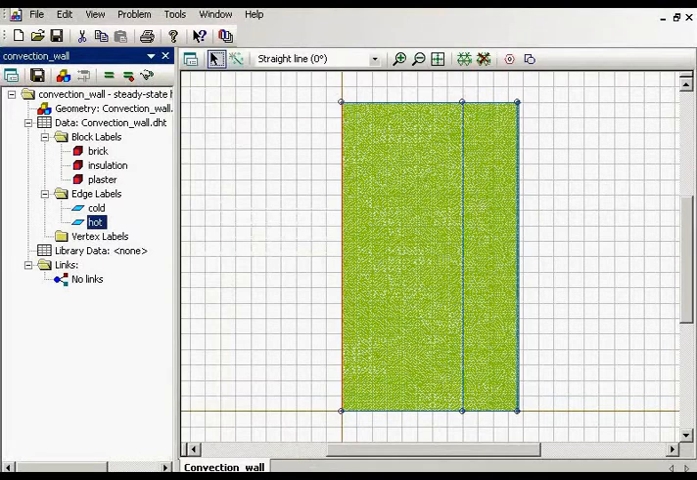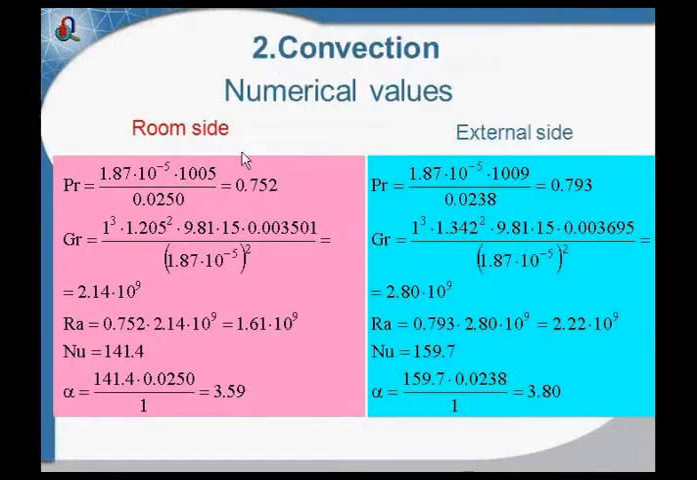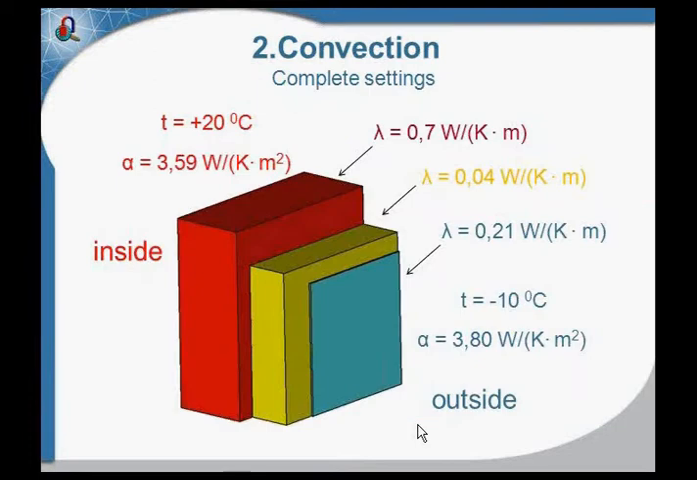By the way, I'd like to show you how we calculate. That's my similarity theory numbers, Grashof, Prandtl, Rayleigh, and Nusselt, and the convection coefficient. So I just want to prove to you that the convection coefficients were calculated accurately. And after this calculation, we have the complete settings for the problem.